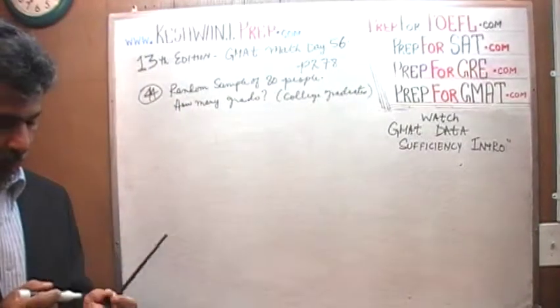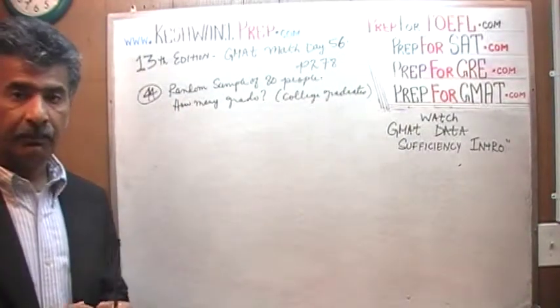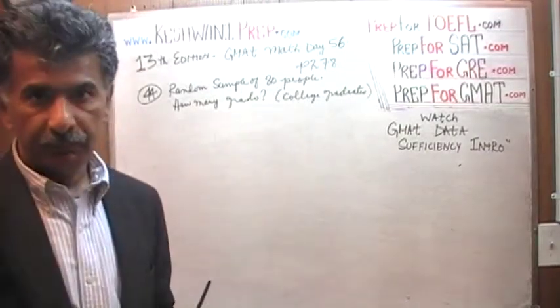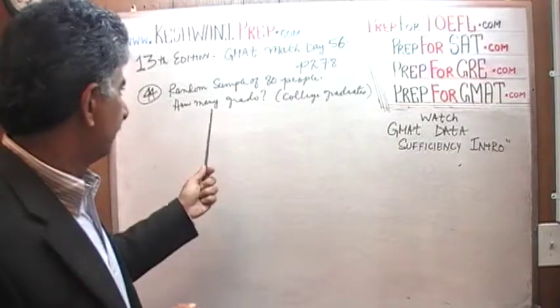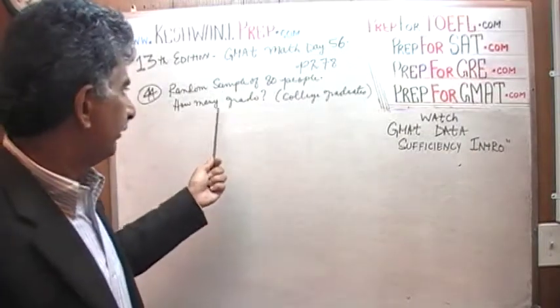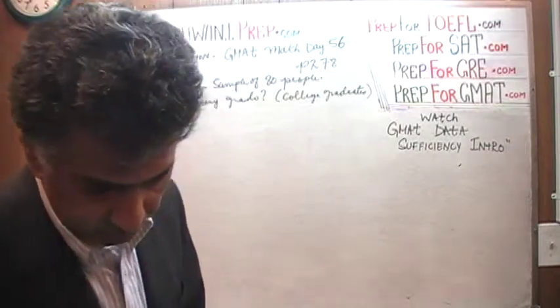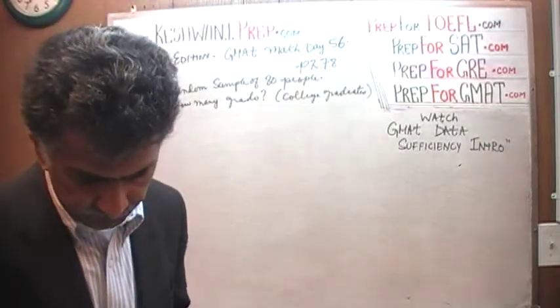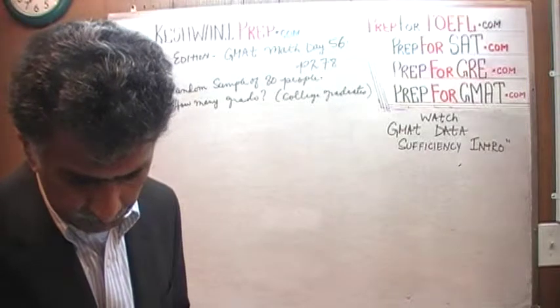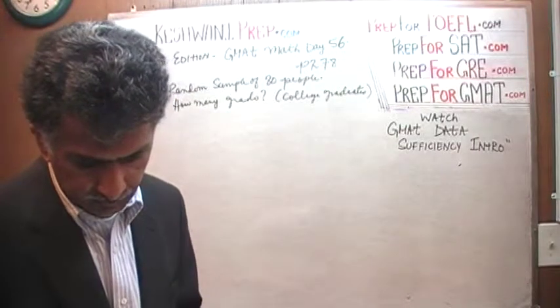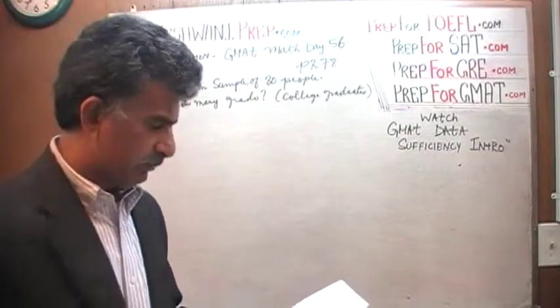Here we are told that we have just taken a random sample of 80 people. The question simply is, in our sample, how many of them are college graduates? Let's see what the first statement tells us. It says, in the sample, the number of adults who are not college graduates is 3 times the number who are college graduates.